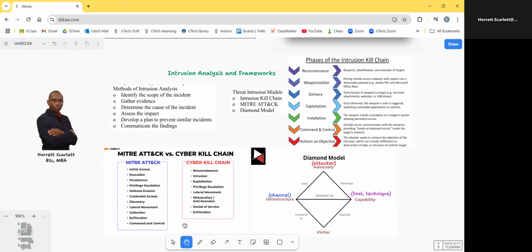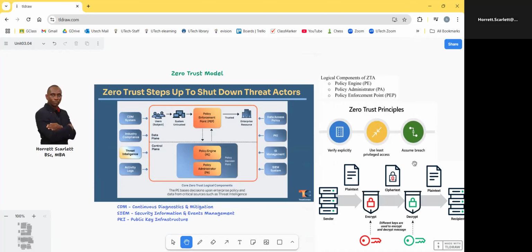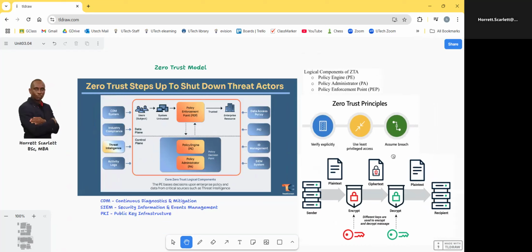So please remember that you are using these frameworks as a tool by which you are going to analyze what has happened within the network, with the aim of beefing up the security or ensuring the kinds of safeguards which are necessary to ensure that the organization, the network, and its assets are kept safe. Which now takes us to the zero trust model.